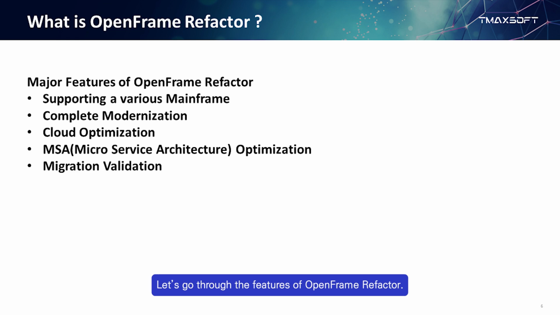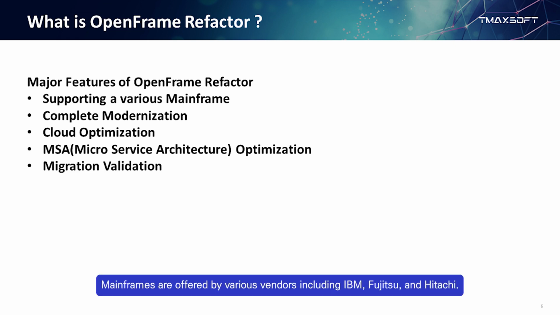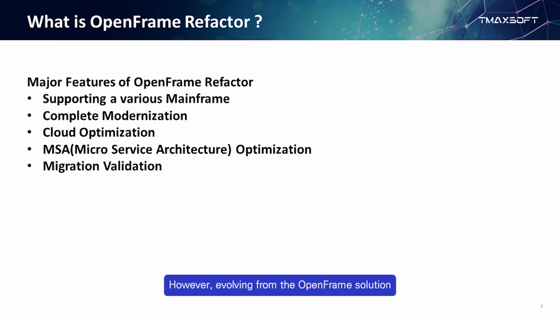Let's go through the features of OpenFrame Refactor. Mainframes are offered by various vendors, including IBM, Fujitsu, and Hitachi. Previously, mainframe modernization solutions on the market supported only one type of mainframe from either IBM, Fujitsu, or Hitachi. However, evolving from the OpenFrame solution developed over almost 20 years with accumulated technologies, OpenFrame Refactor can now support various mainframes, including those from IBM, Fujitsu, and Hitachi.